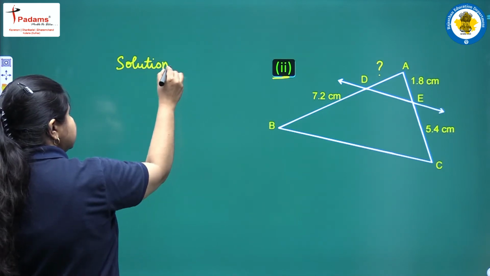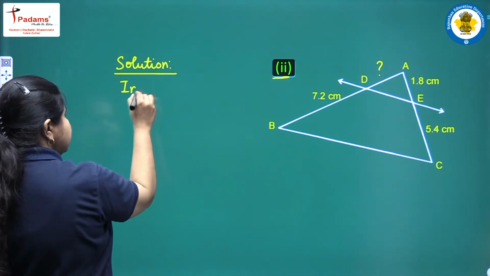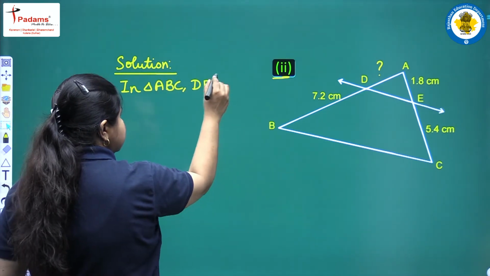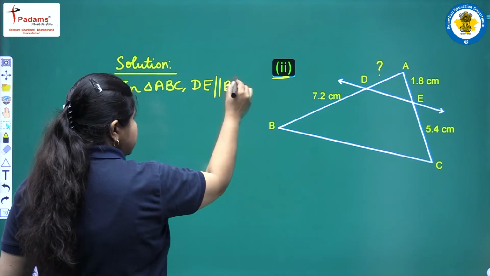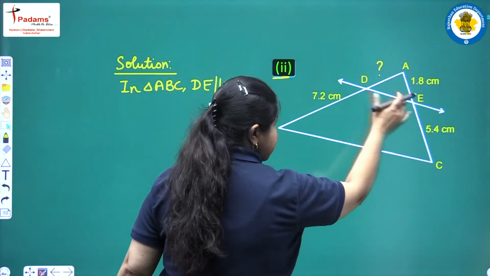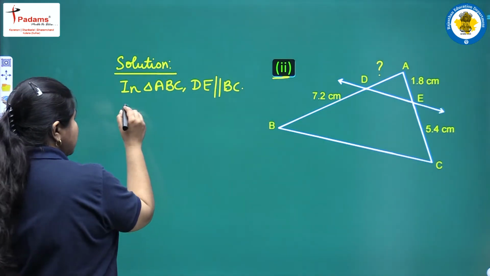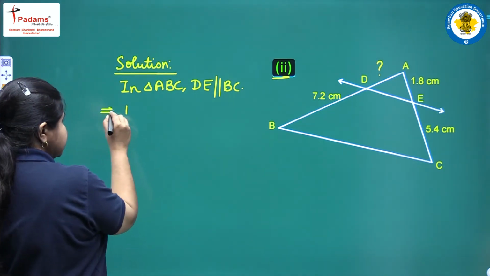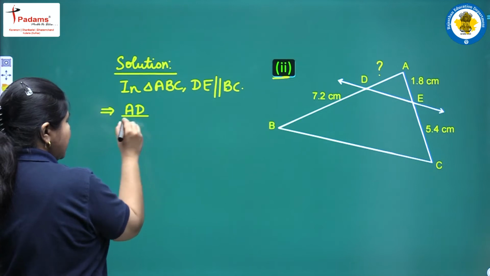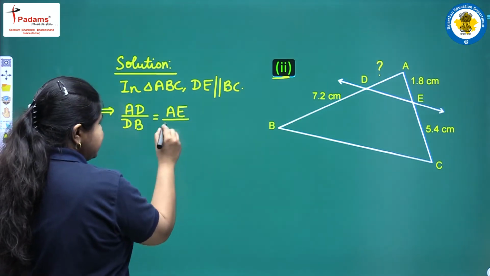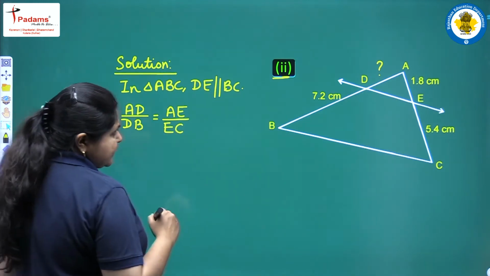What do we see? In triangle ABC, DE is parallel to BC. जैसे ही ट्राइंगल में हम इस तरह की साइड देखें DE पैरेलल है BC के, तो हम क्या करेंगे? बेसिक प्रोपोर्शनैलिटी थ्योरम अप्लाई करेंगे. This implies AD upon DB is equal to AE upon EC. Very easy questions these are.